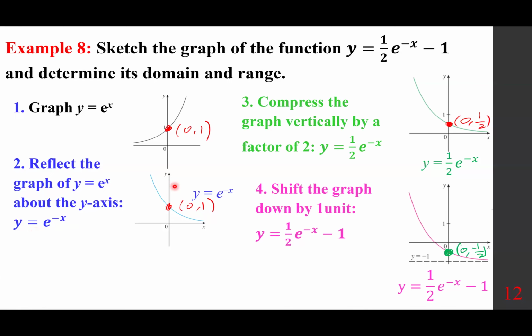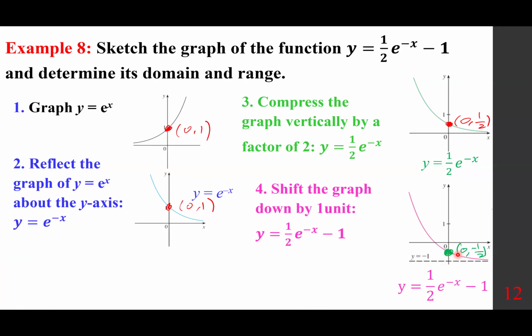Secondly, this x-axis was the horizontal asymptote. It shifts down by 1 unit. So y equals negative 1 is the horizontal asymptote.